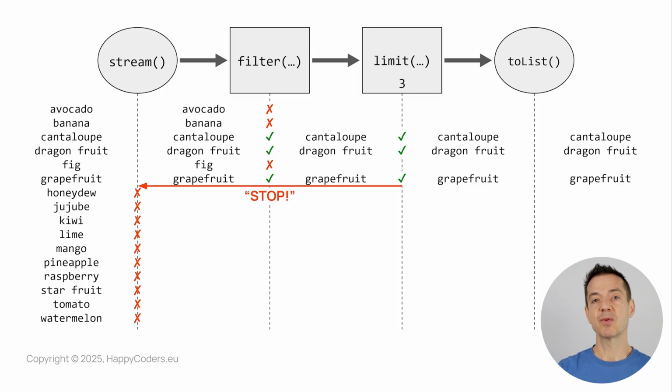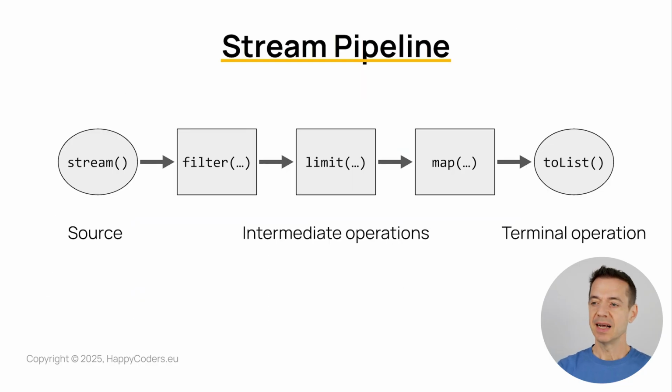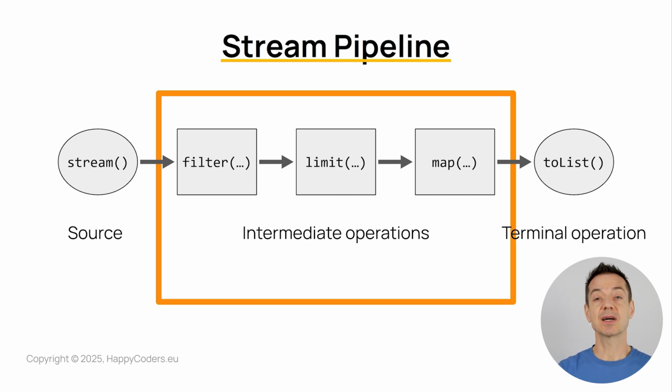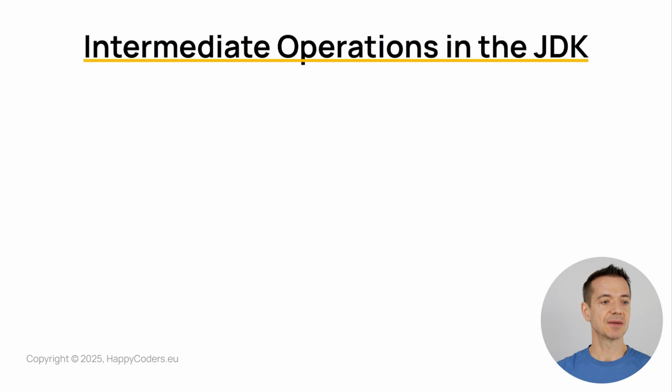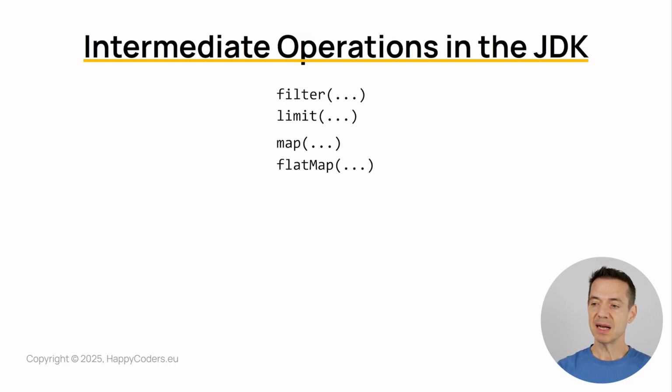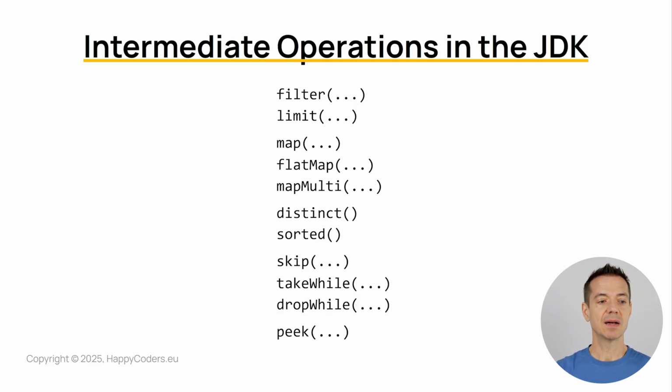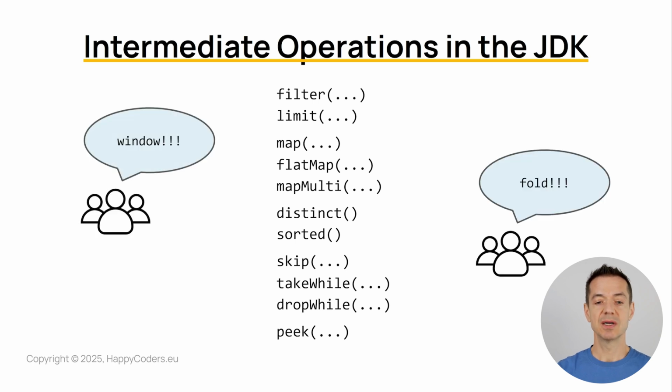And now we come to the main topic of the talk. Here's the stream pipeline from the beginning again. And these intermediate operations are quite limited in terms of selection. The Stream API contains exactly 11 intermediate operations: filter, limit, map, flat map, map multi, which is a faster flat map, distinct, sorted, skip, take while, drop while, and peek. And if you look at the feature requests from the Java community, you'll find many wishes for other operations, especially ones like window or fold.